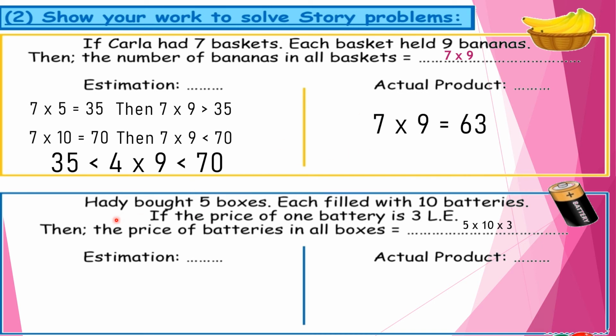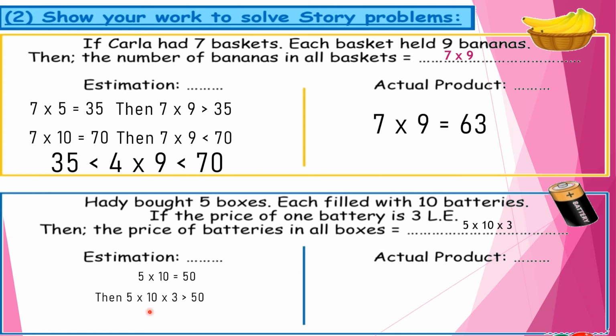Hadi bought 5 boxes, each filled with 10 batteries. If the price of one battery is 3 LE, then the price of batteries in all boxes is 5 by 10 by 3. Okay, I have here 5 boxes. Each box has 10 batteries, and each one is for 3. So 5 by 10 by 3. Let's see the estimation of this. Okay, I can say that 5 by 10 equals 50.